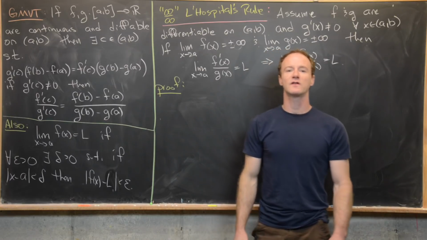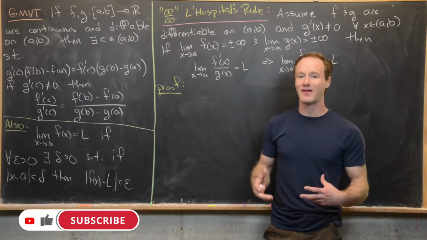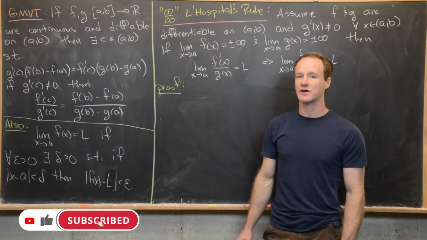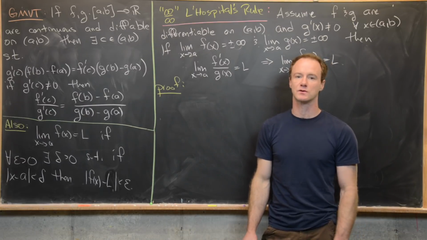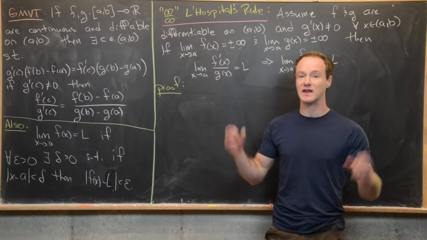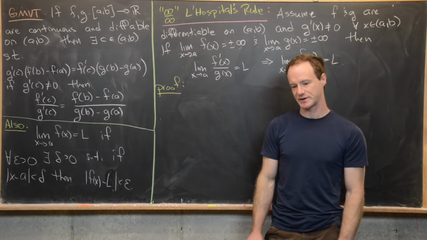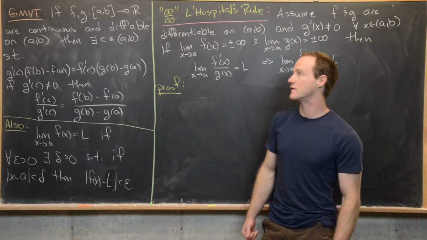In the last video, we looked at something called the generalized mean value theorem, and then we applied this generalized mean value theorem to prove the 0 over 0 case of L'Hopital's rule. Now we want to revisit this theorem and use it to prove the infinity over infinity case of L'Hopital's rule. So let's go ahead and recall this generalized mean value theorem.